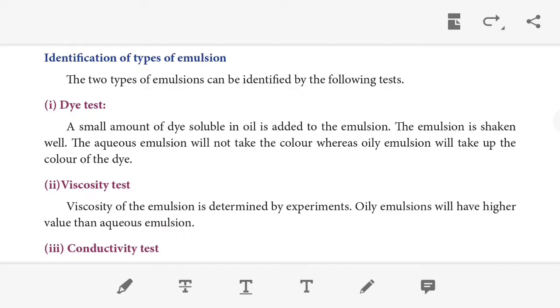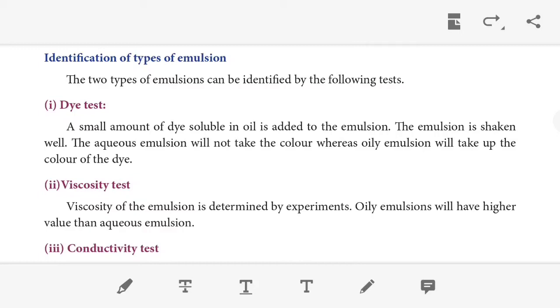The fourth one is a spreading test. So these are the four tests to identify types of emulsion. First one, the dye test. We take a small amount of dye that is soluble in oil and add it to the emulsion. This emulsion is shaken well.